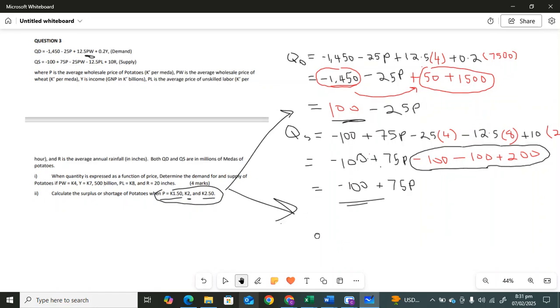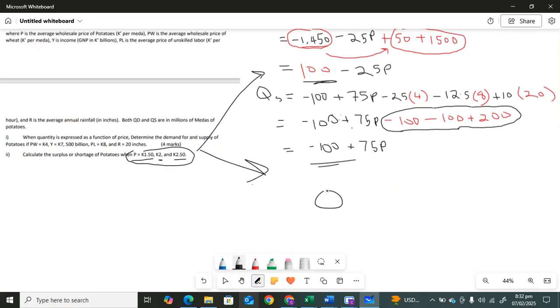So this is what we must remember. When quantity demanded exceeds quantity supplied, what did you have, colleagues? When there is more demand than what can be supplied, is that a shortage or a surplus? Shortage, yes. And then when quantity demanded is less than quantity supplied, that's when we have a surplus.